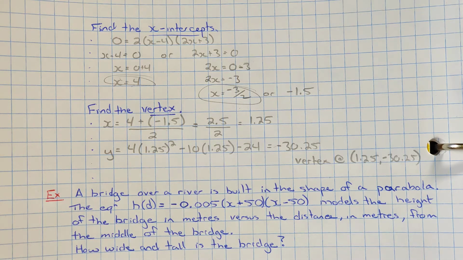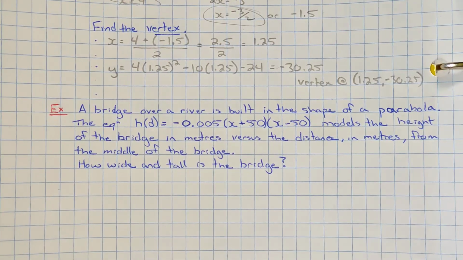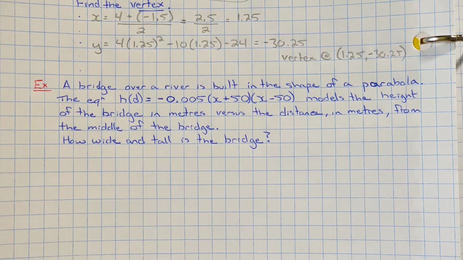So the first one here, we've got a bridge over a river that is built in the shape of a parabola. The equation h(d) equals negative 0.005 times (x plus 50) times (x minus 50) models the height of the bridge in meters versus the distance in meters from the middle of the bridge. So we're measuring distance based on the middle of the bridge in this case. And we want to find out how wide and tall the bridge is.